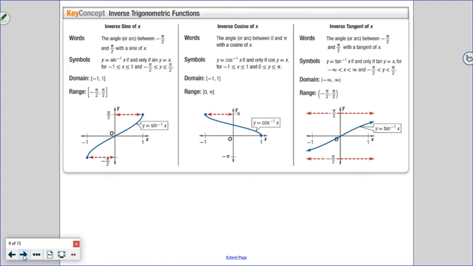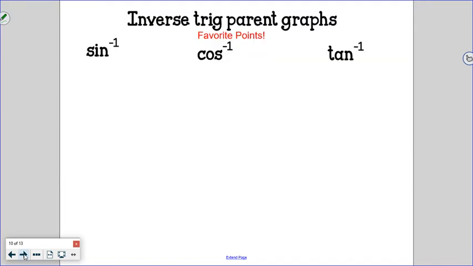So this is what it looked like in your book, everything we just kind of talked through. But what does it mean when I graph it? Guys, I think that graphing inverse sine, cosine, and tangent is way easier if you attack it like you did functions first semester. Know your favorite points and apply your transformations just like you would have. So let's talk about what are our favorite points for each of these. You have three favorite points for each of those graphs. Somehow, some way, you're going to have to remember what those are. Practice, etc. Know these 3 points.